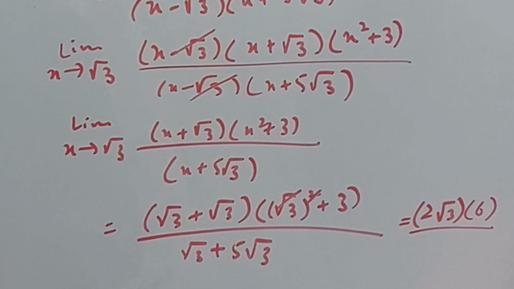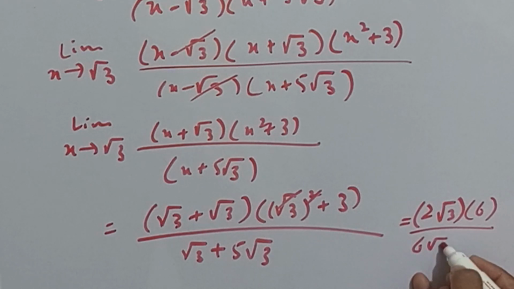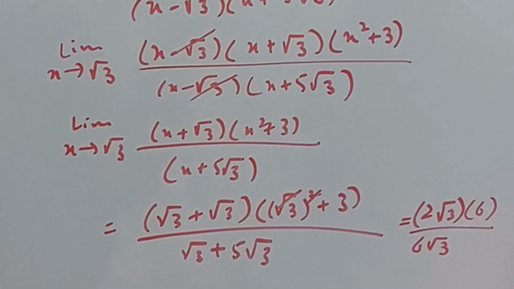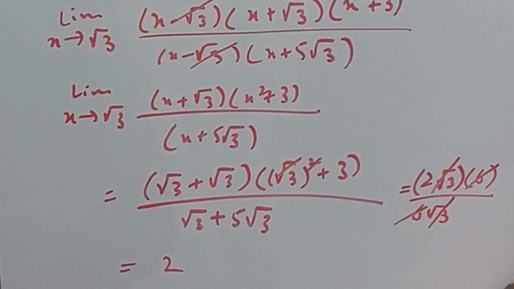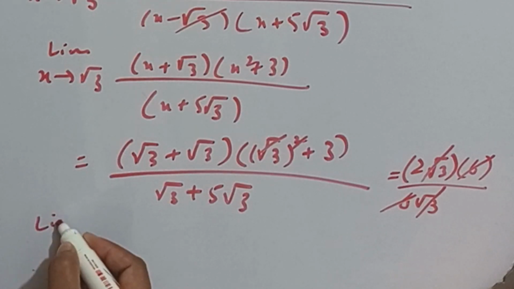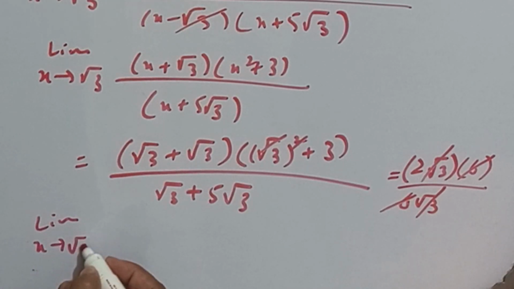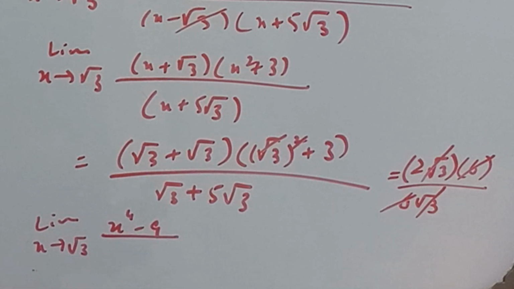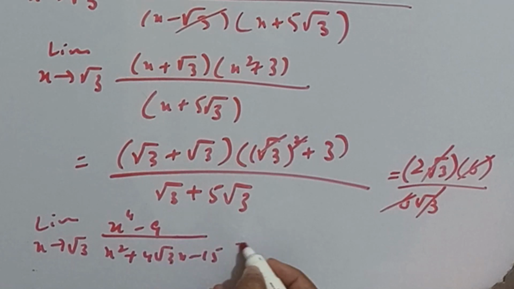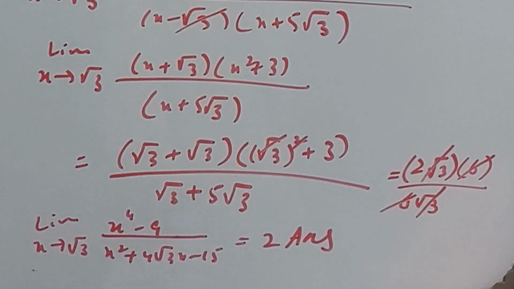Now look at the denominator. 1 times square root 3 plus 5 times square root 3 becomes 6 times square root 3. Now the 6 and 6 cancel, the square root 3 and square root 3 cancel, and the remaining value is just 2. So in our question, the limit as x approaches square root 3 of x raised to the power 4 minus 9 over x square plus 4 times square root 3 x minus 15 approaches 2. This is our answer, and we have done.